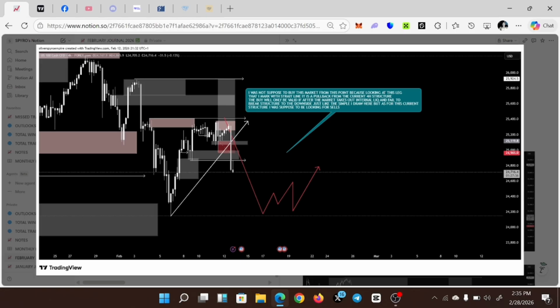I was not supposed to buy this market from this point, because looking at the leg that I marked with a straight line, it is a pullback from the current 4-hour structure. The buy will only be valid if after the market takes out internal liquidity and fails to break structure to the downside, just like the sample I drew here. But as for the current structure, I was supposed to be looking for a sell.